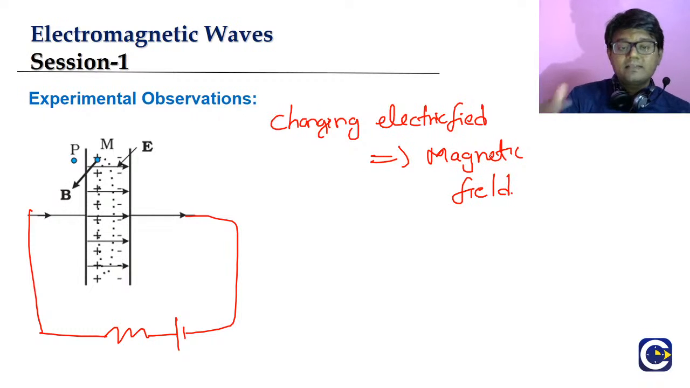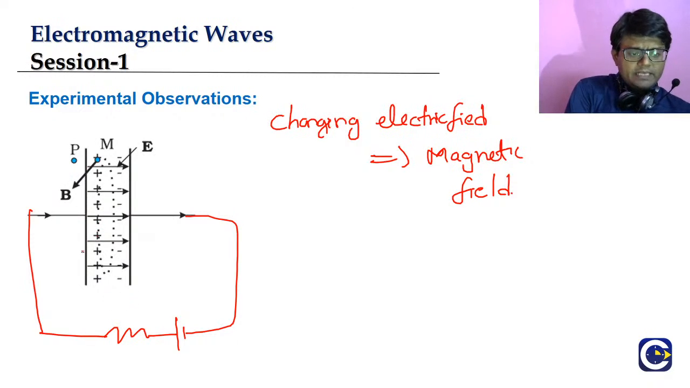Theoretically, a lot of scientists have tried giving this hypothesis. But this has even been experimentally proven with the help of a very simple circuit of a capacitor connected to a battery. So there is a battery, there is a resistor, and we are keeping a capacitor. Now we know that a capacitor is a charge storing device.